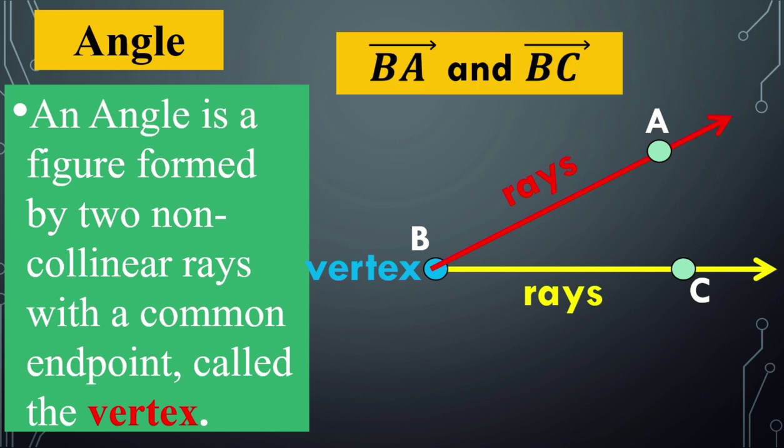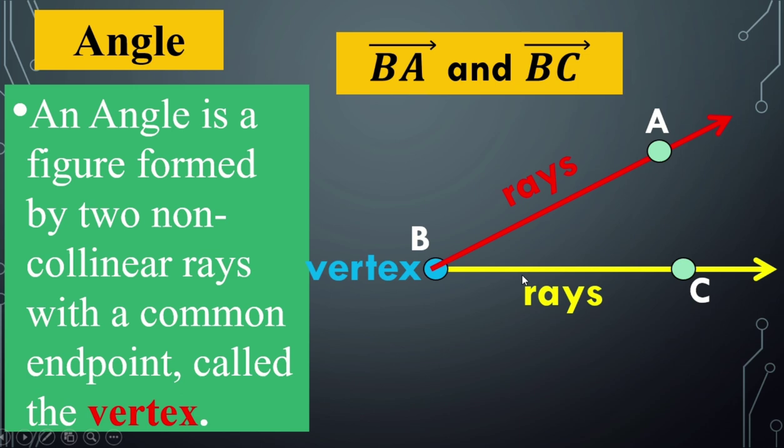All right. So let's proceed to the ray. How are we going to name the ray? Like earlier, since the ray starts with an endpoint followed by the infinite direction, this is your ray. This is your first ray, the red color, that we will name ray BA. And this is your second ray, the yellow color, so we will name it ray BC.